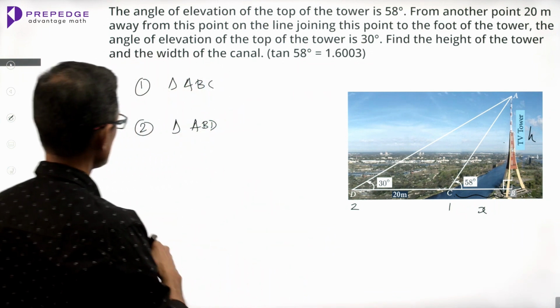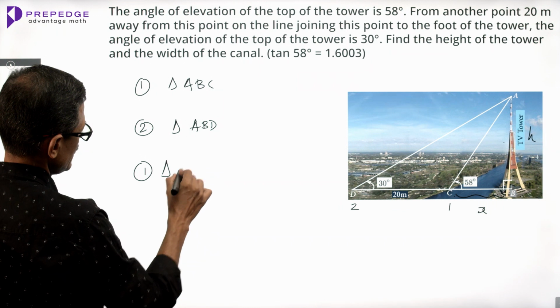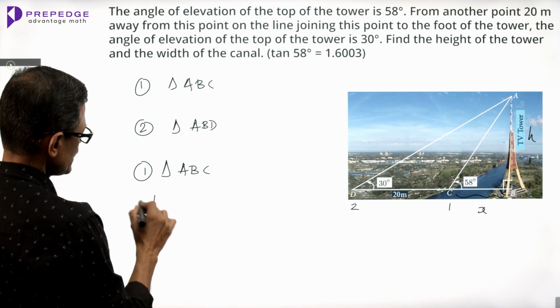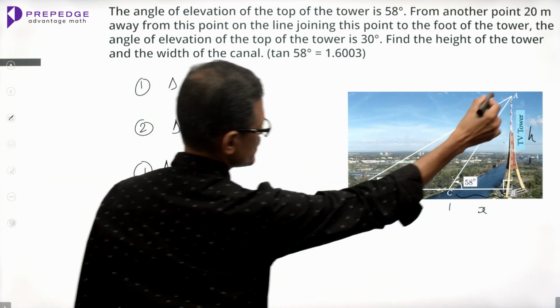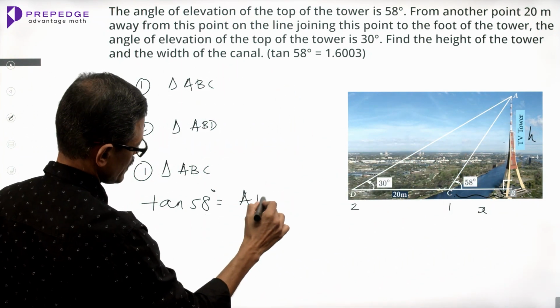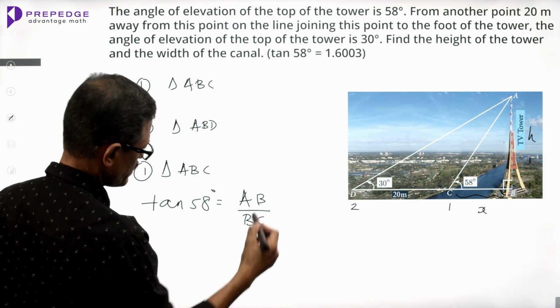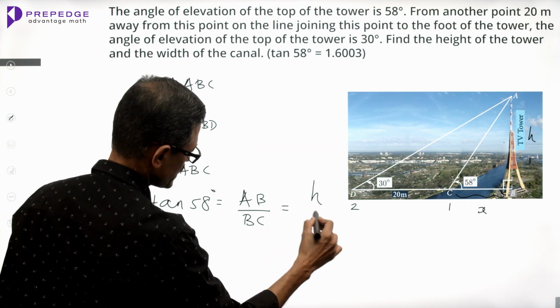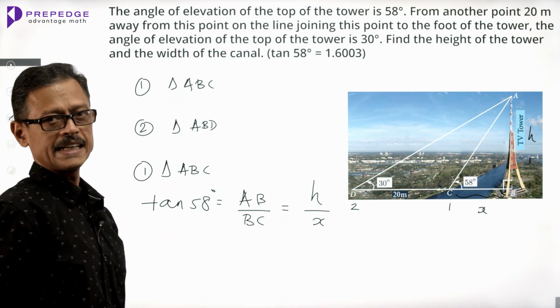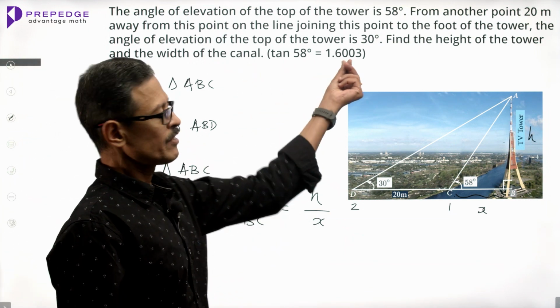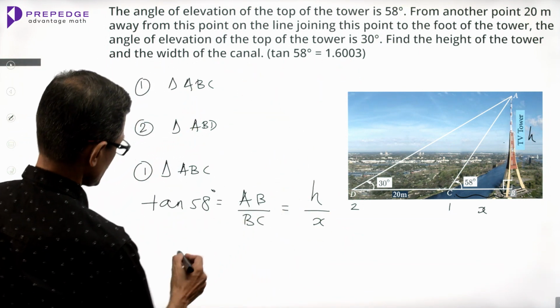So let's start with part 1. I'm going to start with right triangle ABC. இதுல வந்து tan 58 is equal to the opposite side, which is AB, divided by the adjacent side BC. AB தான் height of the tower, நம்ம கண்டுபிடிக்கணும். BC தான் the canal oda width, which is what we need to find out. Tan 58 க்கு வேல்யூ கொடுத்துட்டாங்க. So let's substitute that.